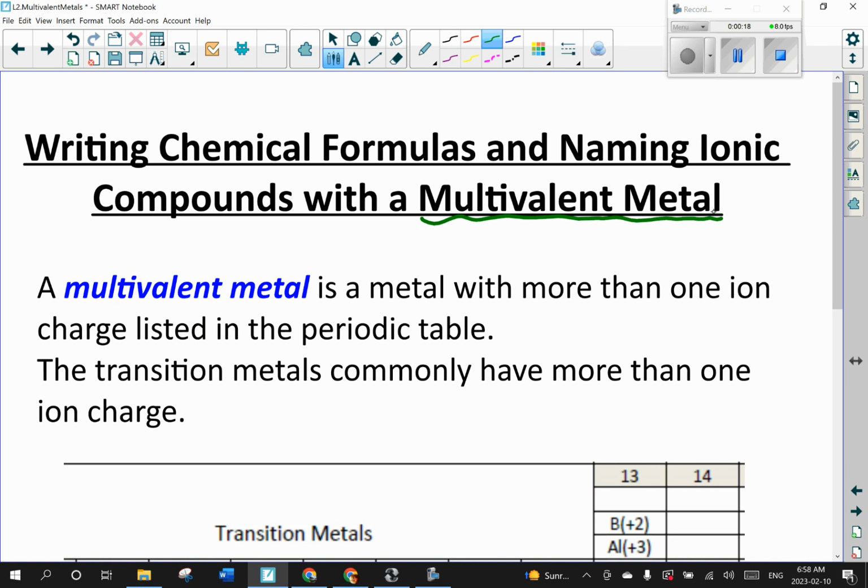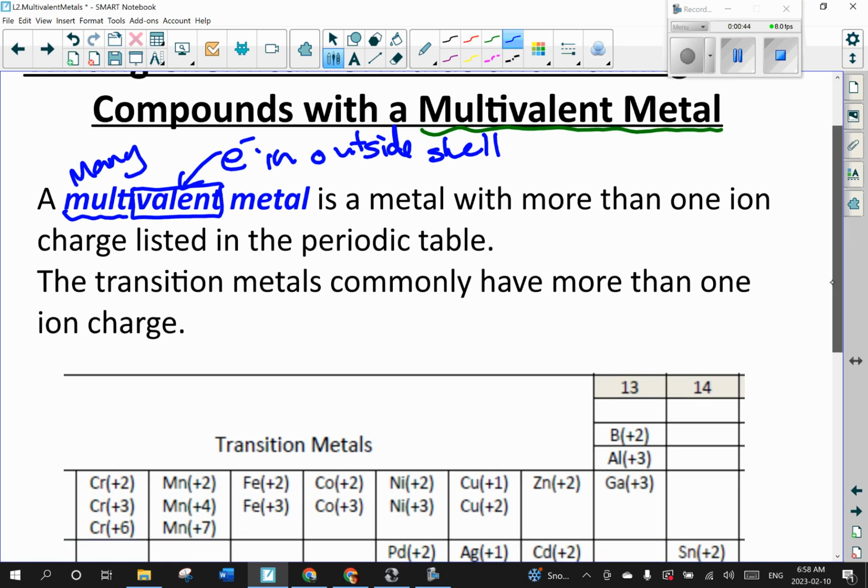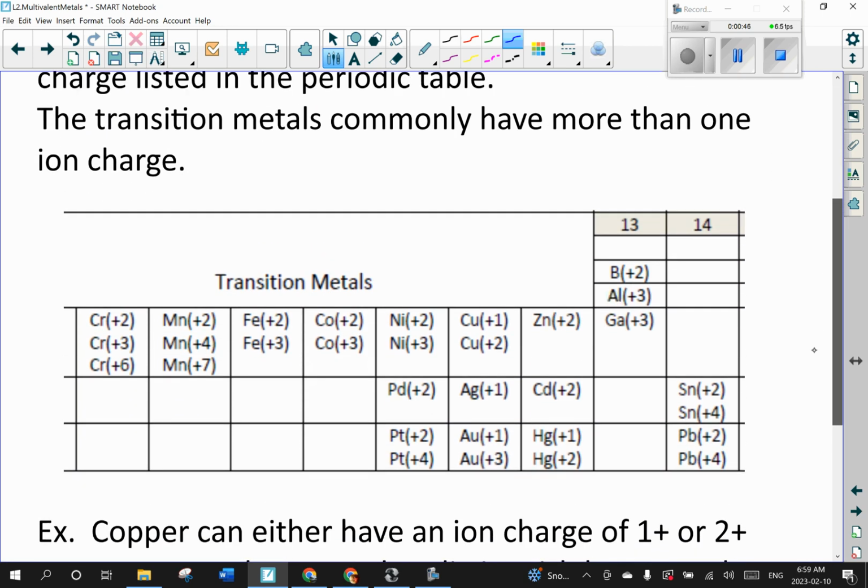A multivalent: multi meaning many, and valent, and we already talked about those. Those are your electrons in the outside shell. So if it's a multivalent, it's got different options. It's got multiple possible electron combinations in the outside shell. I believe you looked at these in grade 9.